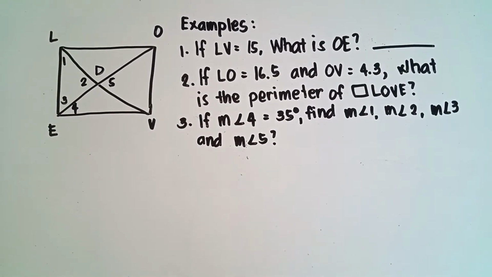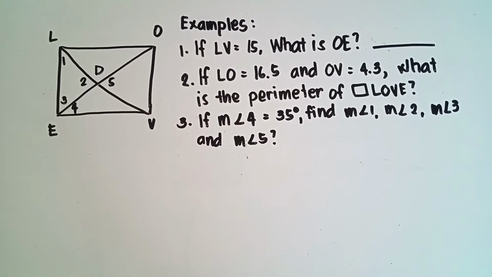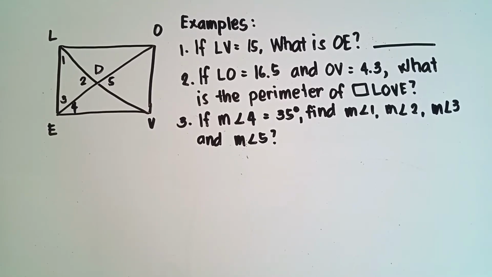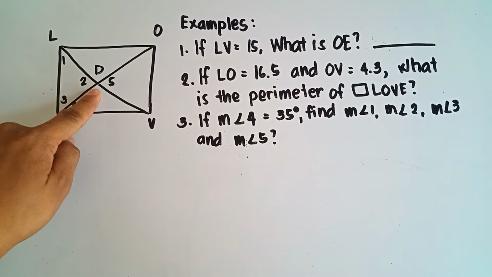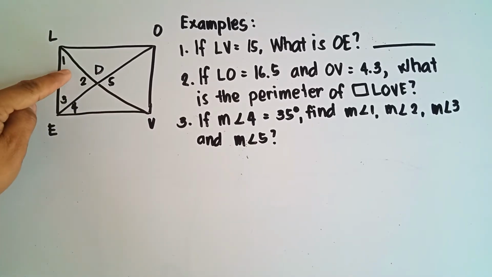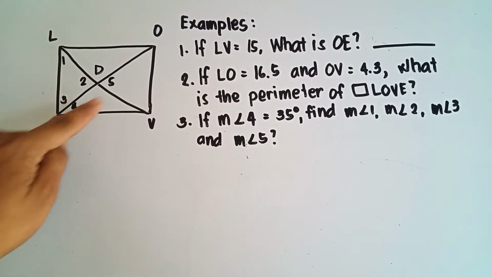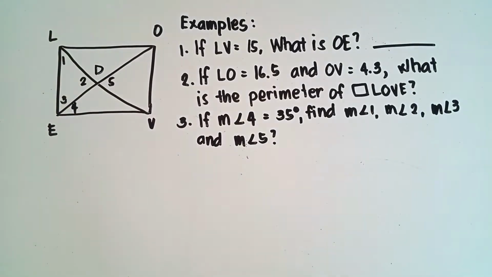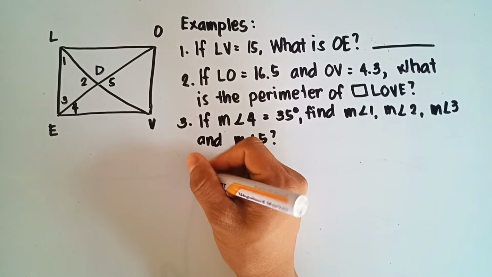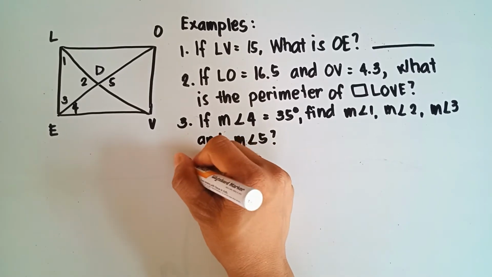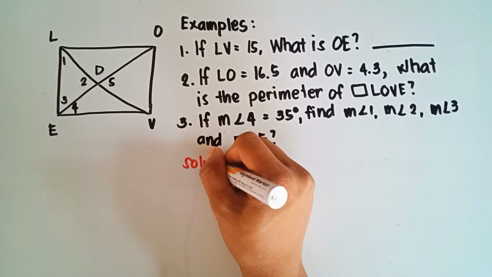Illustrative examples. Given we have rectangle LOVE with diagonals LV and OE wherein the intersection is at point D. So we have angle 1, angle 2, angle 3, angle 4, and angle 5. So for number 1, if LV is 15, what is OE? So let's have our solution.